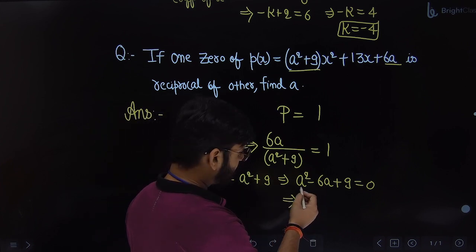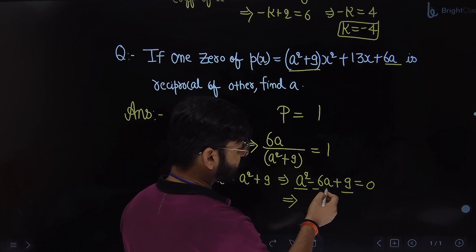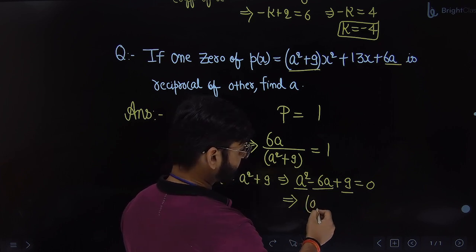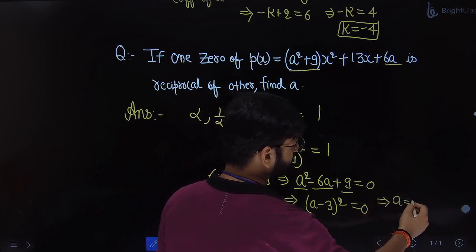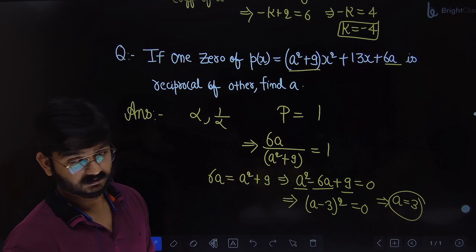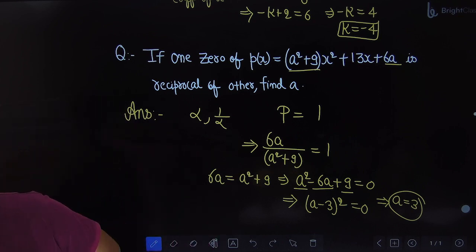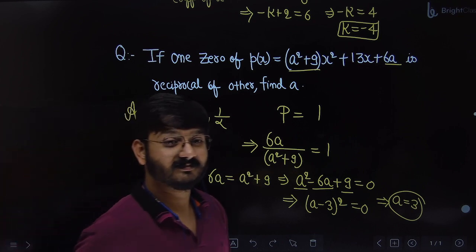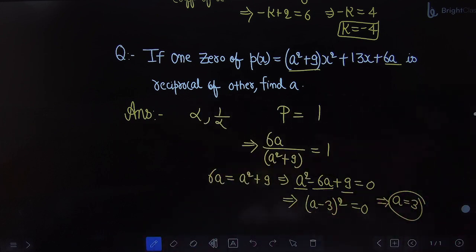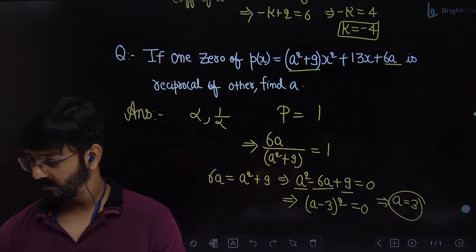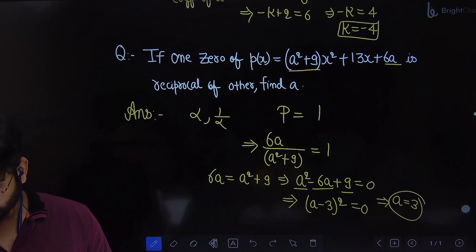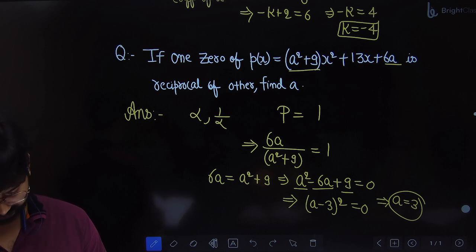Can you guys see it? a square plus 3 square minus 2 into 3a. This is (a minus 3) whole square. You can use middle term splitting also, you'll get the same answer. So what is a? Where did you guys get stuck? Which part? Equation? Cross multiplication? Check. All clear now? Any doubts?